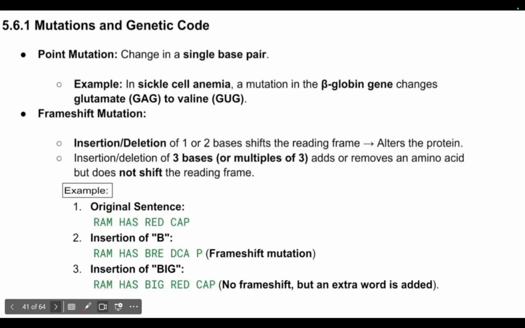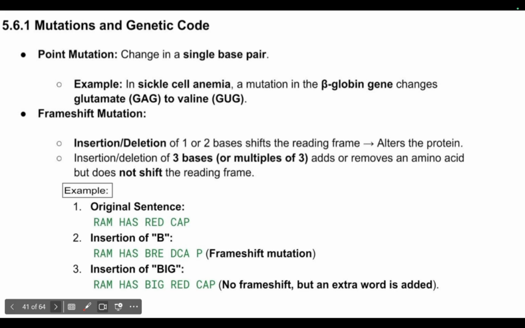Further, this genetic code can undergo mutation, and this mutation can be a point mutation, meaning a change in a single base pair, or a frame shift mutation, which includes insertion and deletion of sequence. An example of point mutation is sickle cell anemia, where in the GAG codon, adenine is replaced by uracil and GAG becomes GUG, which changes the amino acid glutamate to valine, and due to that there is a change in the beta globin gene which causes sickle cell anemia.